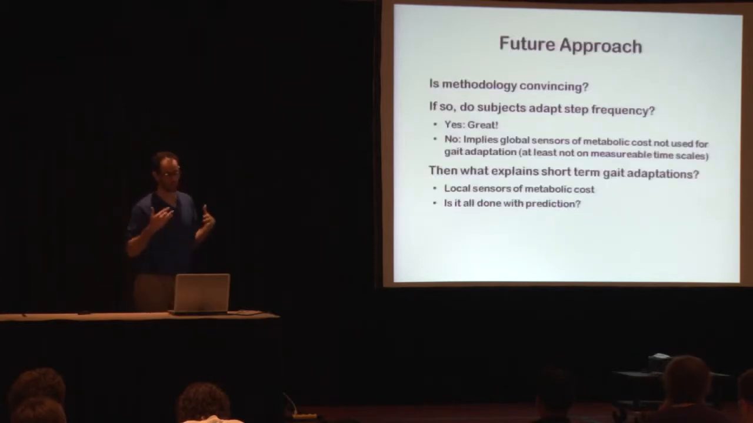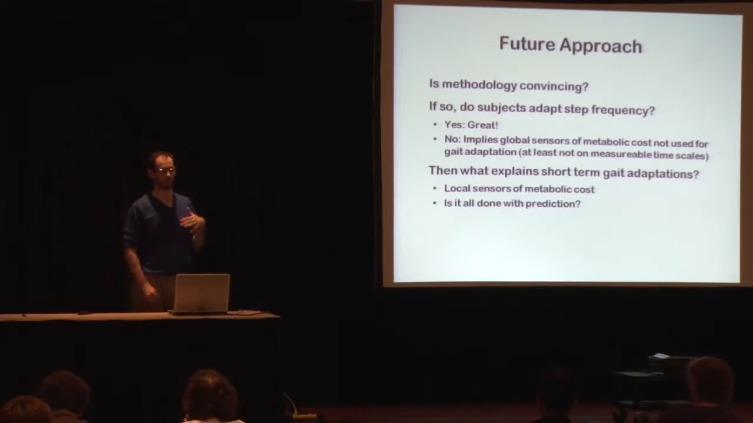So we're zeroing in on methodology that we hope will be convincing, so that either way we can make a guess as to whether blood gases are being used to optimize gait. If we can find that, great, and if not, it may imply that these global sensors are not being used, at least on the time scales that we can measure in a lab. Maybe it takes months or years for them to be important. And then we have to ask, how are we doing these shorter-term gait adaptations that take place over minutes or hours? Perhaps it's local sensors that we haven't perturbed, or perhaps it's all done with prediction and metabolic cost is not sensed. So these are things that we're trying to narrow down and answer.